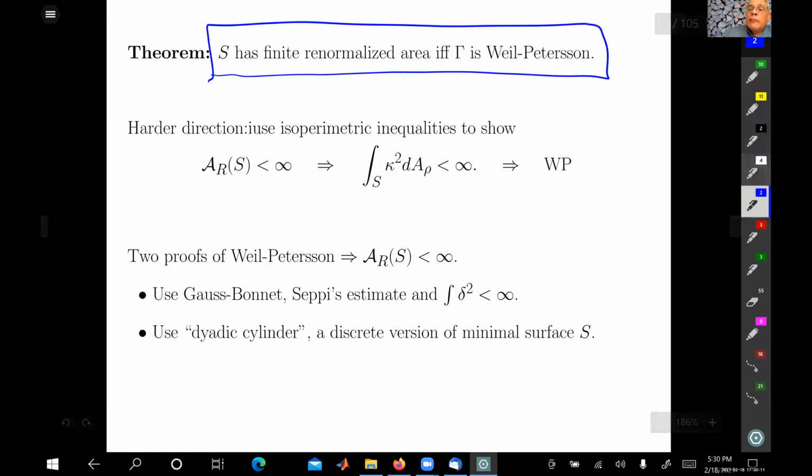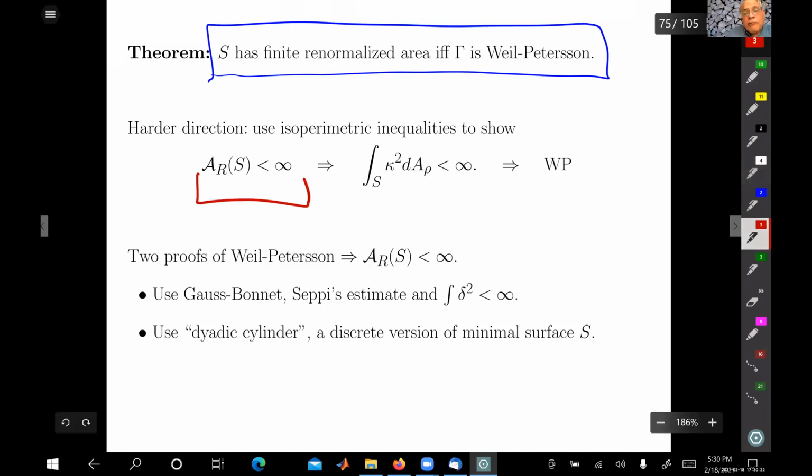Now, in the if and only if there are 2 directions, and the harder direction is to go from having finite renormalized area to being Weil-Petersson. So that requires reading the literature. I had to go back as far as the 1940s and read a bunch of papers, but eventually I learned enough to prove this. The easier direction, there's one quick proof in 3 space and a harder, more indirect proof in higher dimensions.